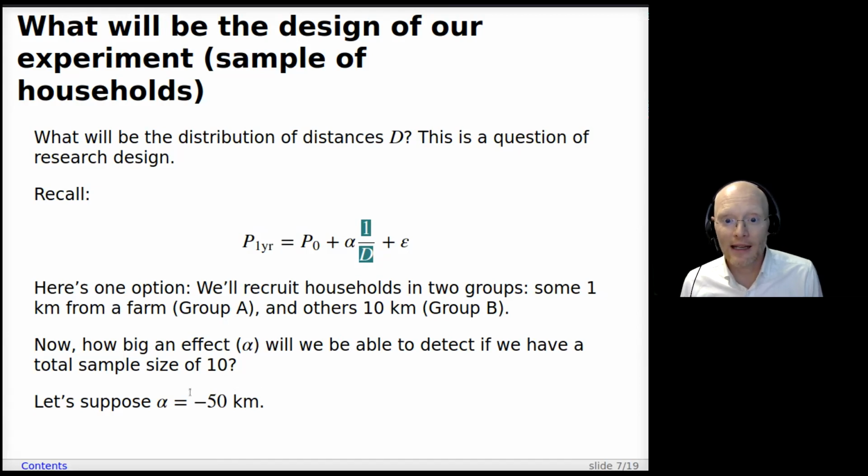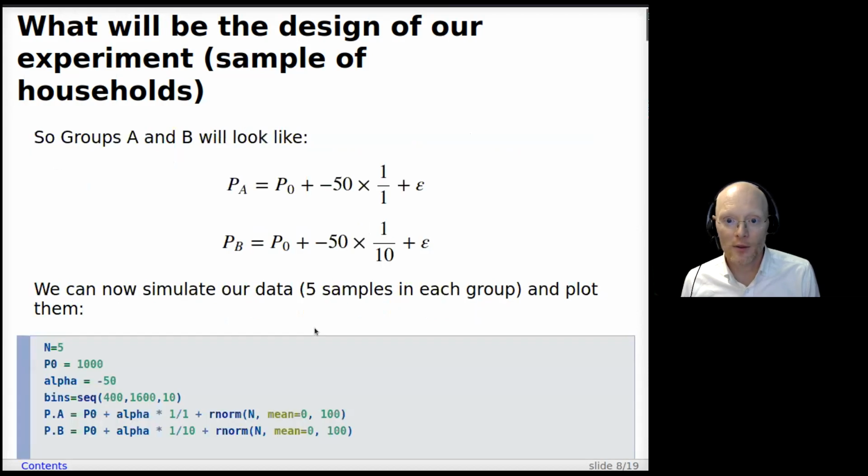But in any case, the minus here means that insecticide is going to be bad for bees. It decreases the population. And then the size of this effect here is how bad the chemicals are for bees. Okay, so I need to put these numbers together and simulate them to see whether I'm actually going to be able to tell the difference between these two groups.